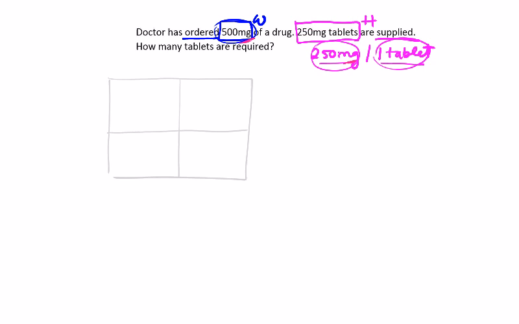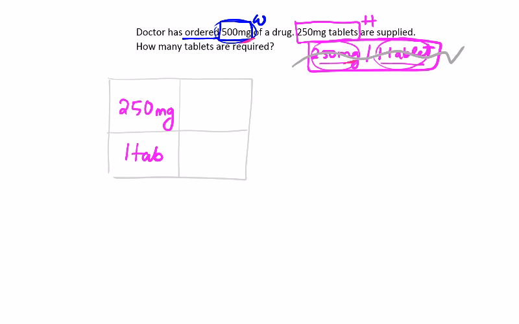We have 4 spaces. We start by entering this ratio into the box like a fraction, 250 milligrams. I suggest you do write the unit inside that space with the quantity per one tablet. So just like a fraction, 250 milligrams over one tablet. So that piece of information now has been used.